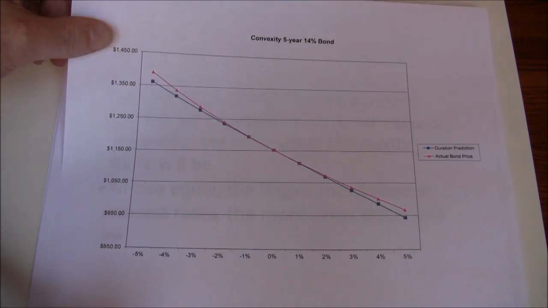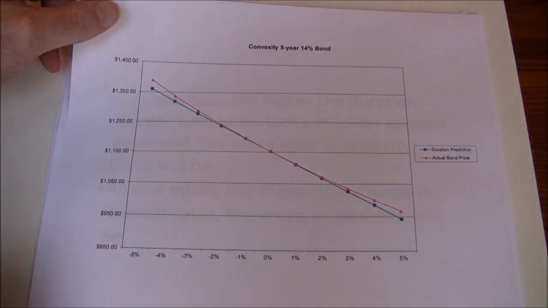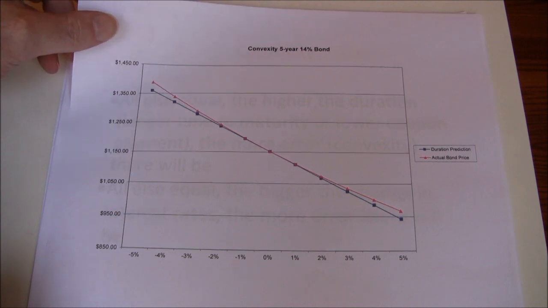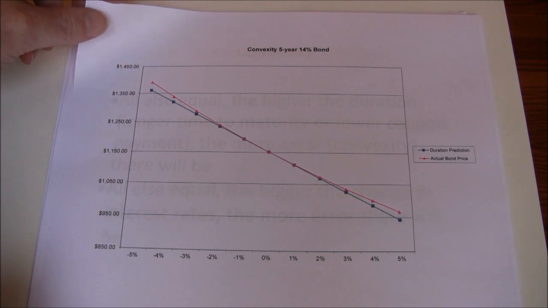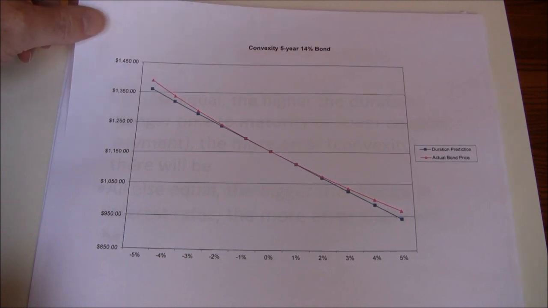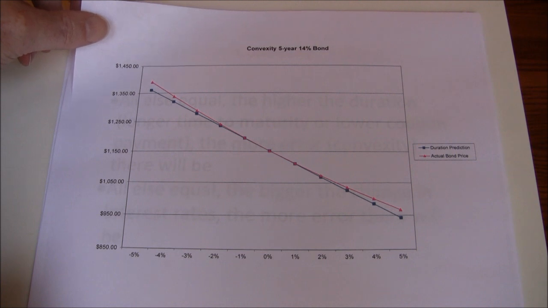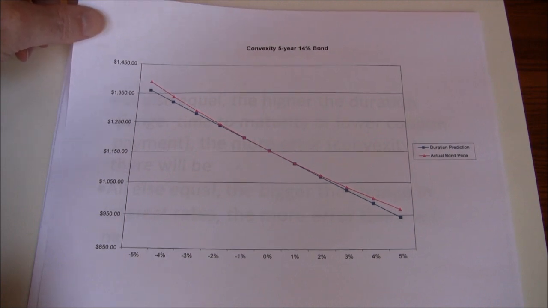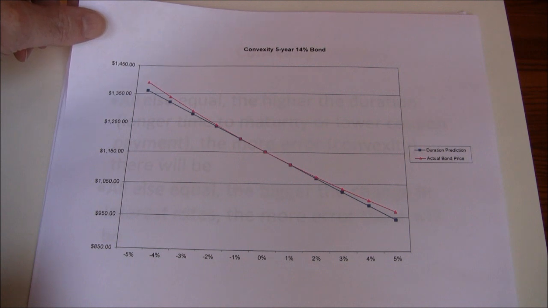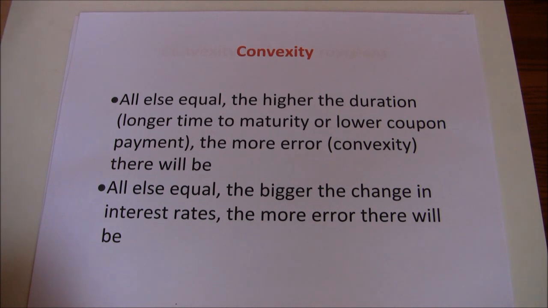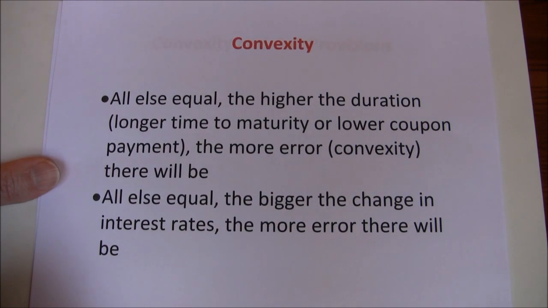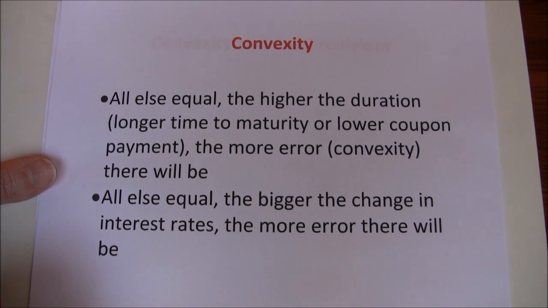Another factor that plays a part is the coupon rate. Now, both of these bonds, I used a high coupon rate, but convexity also differs based on the coupon rate. All else equal, the lower the coupon rate, the more convexity the bond price will have. So duration is a less accurate predictor for a zero coupon bond than it would be for the 14% coupon bonds that I'm looking at here. So a quick summary of convexity. Remember, actual bond prices are convex, they're not linear. So that's going to introduce error from our duration prediction.